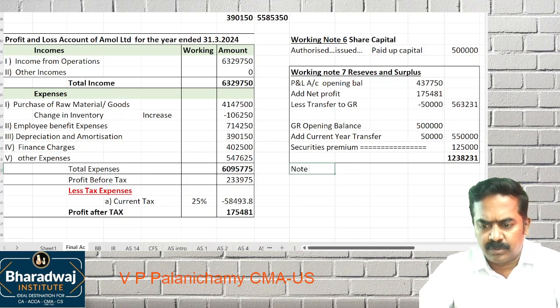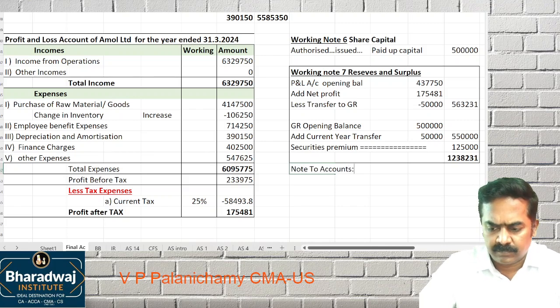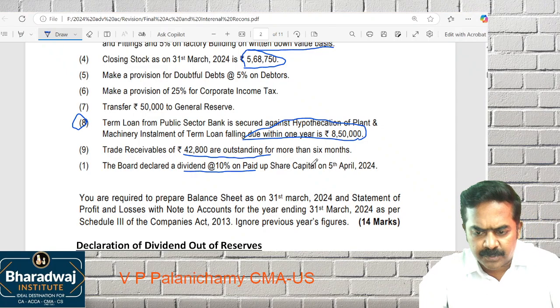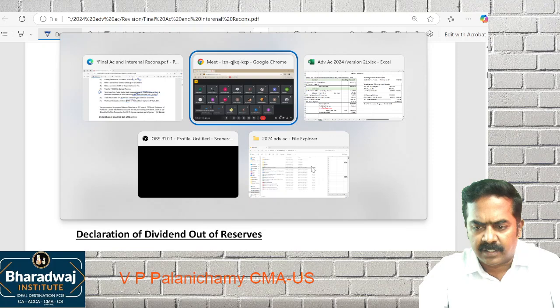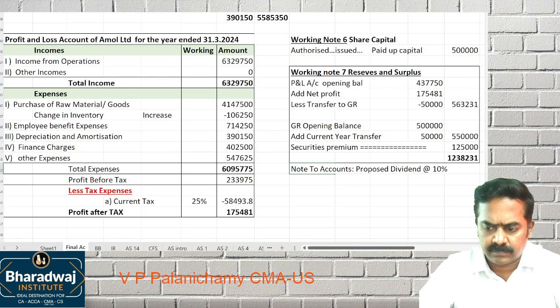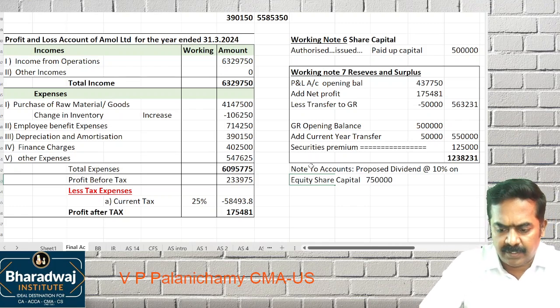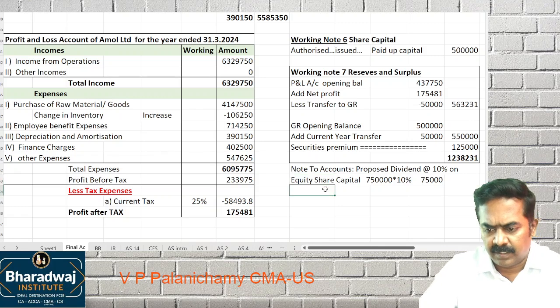Here itself we can give the notes to accounts. Proposed dividend. At the rate of how much percentage? What is the proposed dividend? 10% on paid up capital. 7,50,000 into 10%. It's just a note to accounts. It will not affect your balance sheet or P&L account.